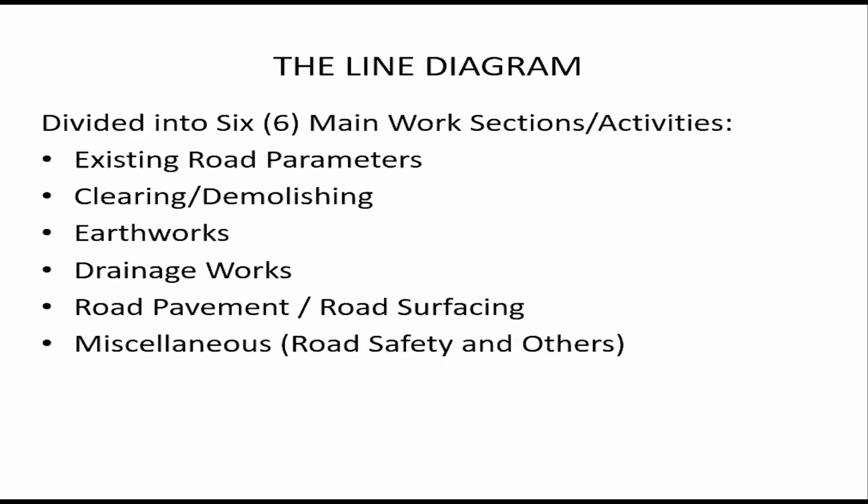These are the 6 main work sections or activities that the line diagram has: existing road parameters, clearing or demolition, earthworks, drainage works, road pavement and surfacing, and then miscellaneous, that could be road safety and others, guardrails, road line marking, bollards, etcetera. These are the 6 main work sections of the line diagram.